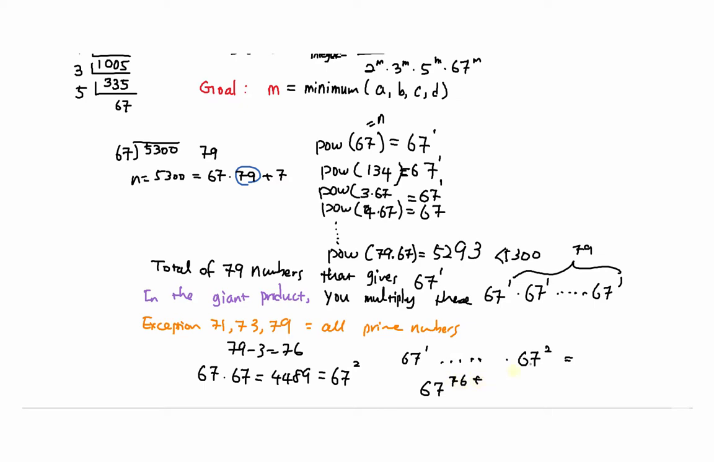76 of them plus 2 more. I also have to subtract 67 squared here, by the way, because that's not part of the first. So it should be 75. So 75 plus 2, I get 67 to the 77. Also notice, in case you're confused, there's a lot of other numbers being multiplied, but I'm just ignoring all the other prime factors here. So I'm particularly interested in the 67th power, and it turns out to be 77.